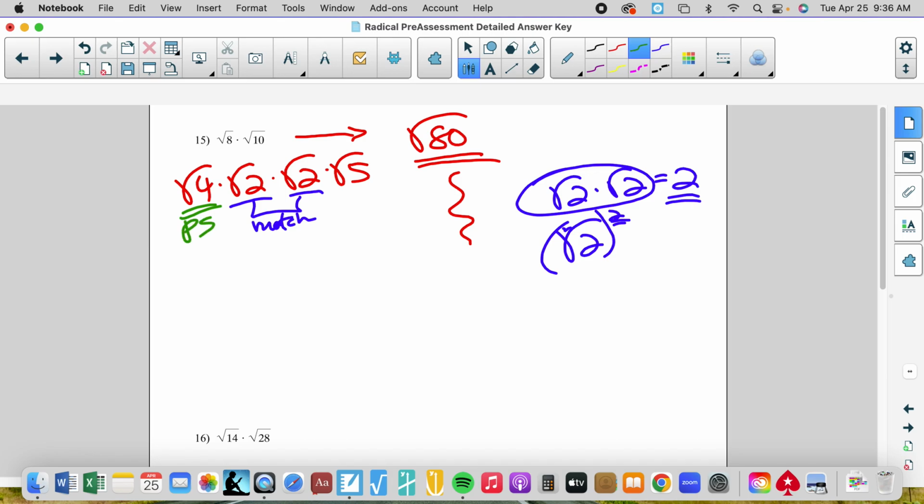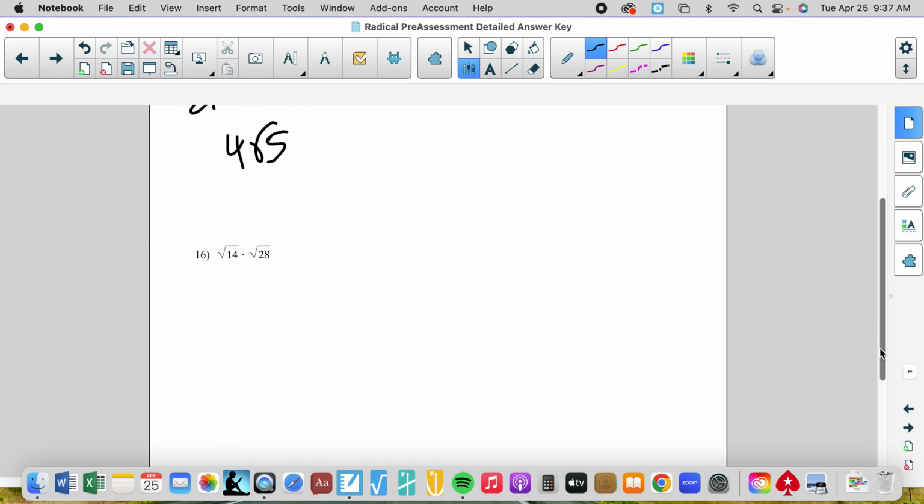We also have a perfect square. So this gets simplified to 2 times rad 5. Square root of 4 is 2. Rad 2 times rad 2 is 2. And then you have your rad 5 that doesn't get simplified any further, and that gives us 4 rad 5.